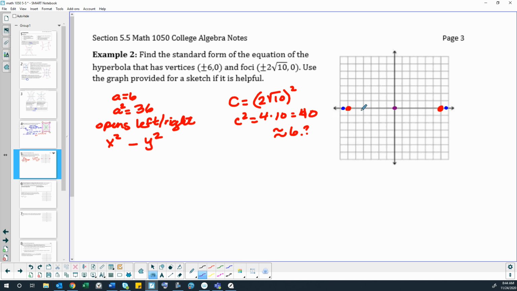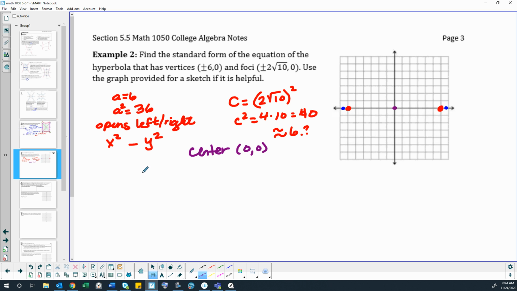Obviously, the center is going to be in the middle between these two sets of points, so 0, 0. Might not hurt to write that down, just for when we get to ones that aren't at the center. That's going to be an important detail.